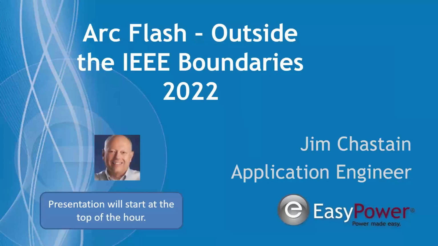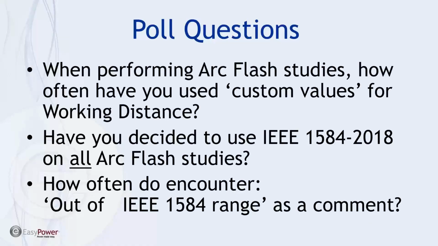As we are in the habit of doing, we like to start each session with a poll question, and if you would please contribute to the dialogue by responding. When performing an arc flash study, how often have you used custom values for the working distance?